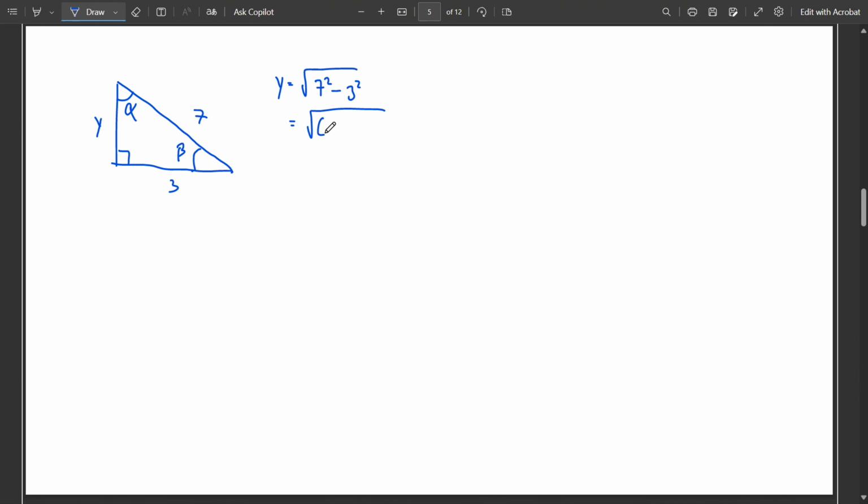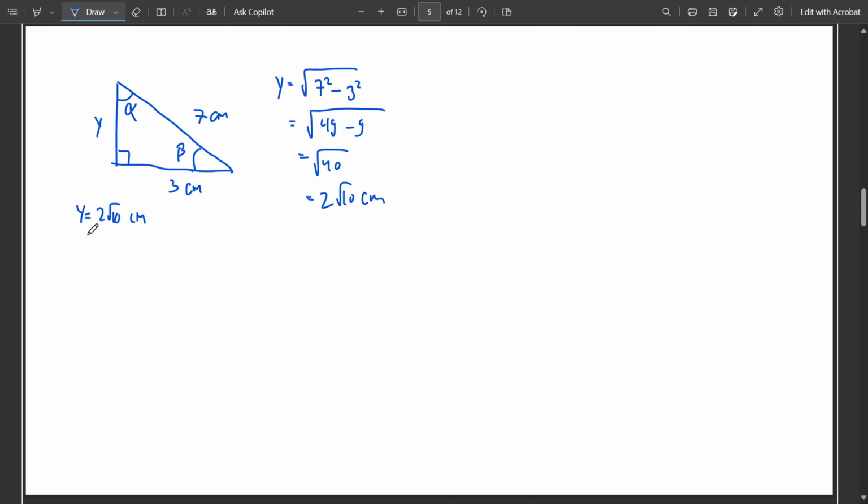Well, that's just 49 minus 9. Square root of 40 is 2 square root of 10. Okay? And centimeters. Don't forget the unit, centimeters. So y is 2 square root of 10 centimeters.